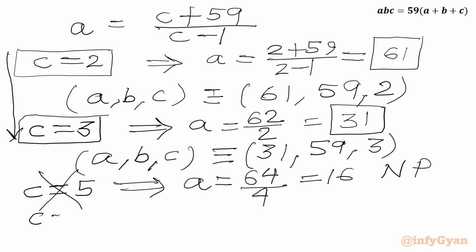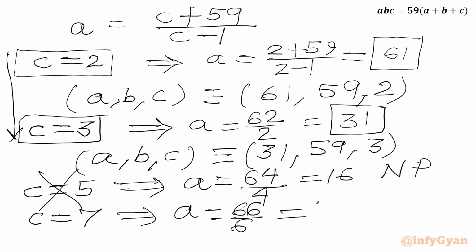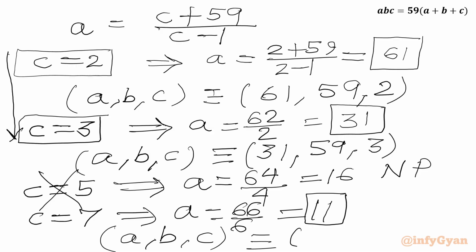Now we are going to take C equal to 7, the next prime number. So we are going to get A equal to 7 plus 59, which is 66, over 7 minus 1, which is 6. A comes out to be 11, and 11 is a prime number. So we can write our third triplet A, B, C: A is 11, B is 59, C is 7. Now we have one noticeable point.